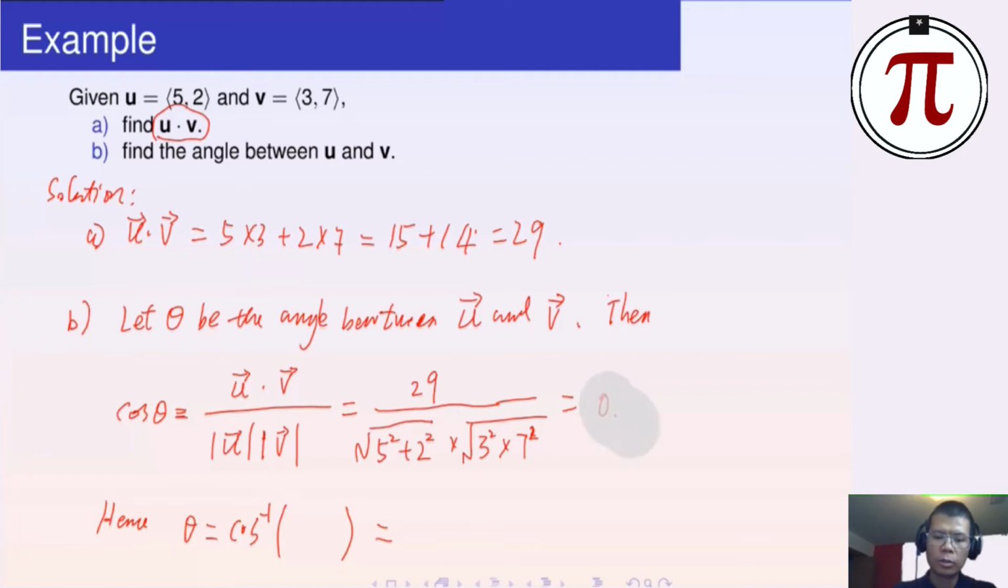Oh, sorry, this should be plus, right? Here should be plus. Sorry. This is 3 squared plus 7 squared. Sorry about that. Okay, so 29 over square root of what? 58. Oh, sorry, square root 29 times square root of 58. 29 times square root of 58.